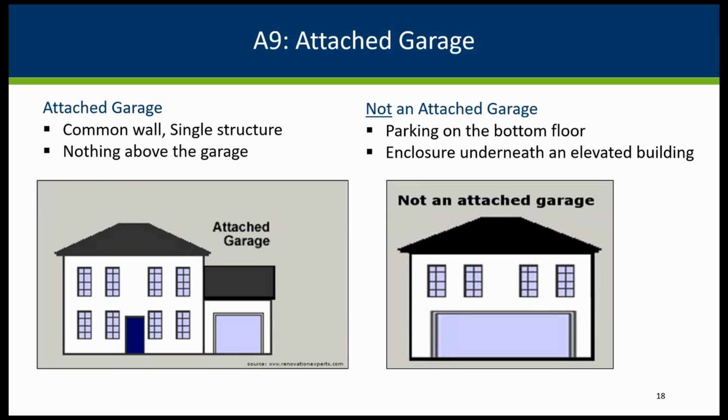When completing the elevation certificate for A9, this is dealing with buildings that have an attached garage. You need to be aware of how the elevation certificate defines what is an attached garage and what is not an attached garage. So on the left, an attached garage is one that has a common wall, a single structure. There's nothing above the garage. So that one is an attached garage.